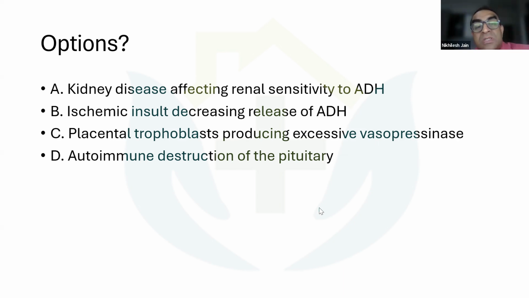So these are my options. What all could have happened? She may be having a kidney disease which is affecting renal sensitivity to ADH. She may have an ischemic insult leading to decreased release of ADH. There may be placental trophoblast producing excessive vasopressinase, and there can be an autoimmune destruction of the pituitary.